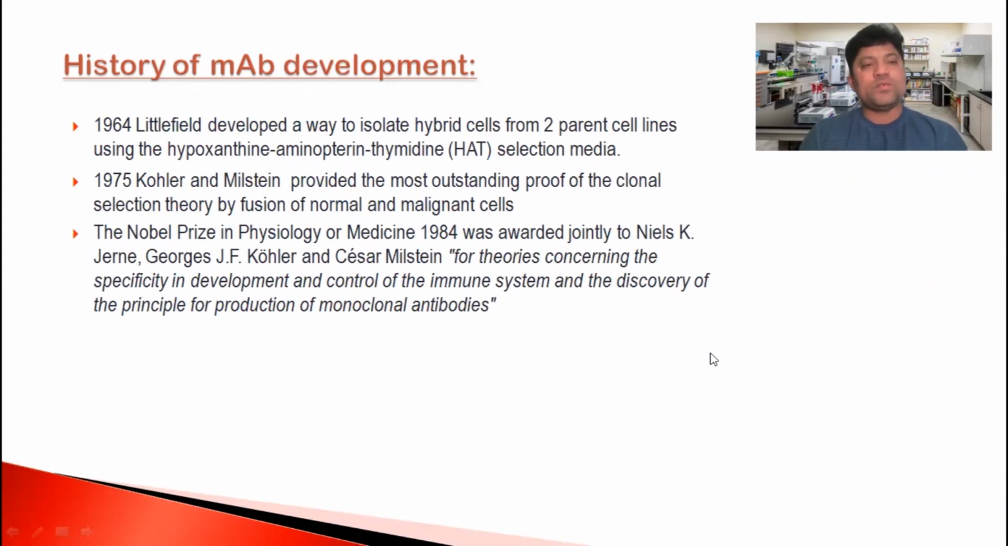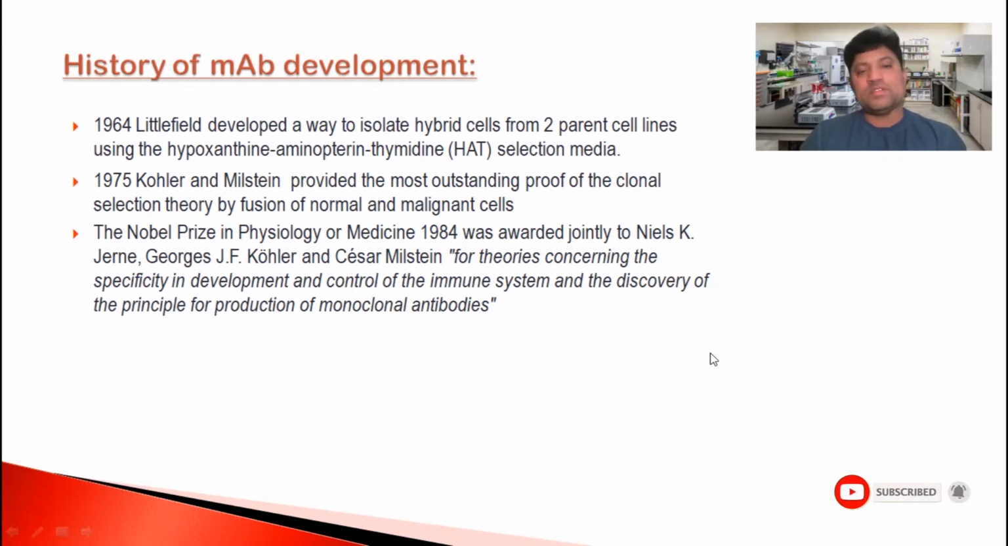Okay, well, the history of monoclonal antibody development. In 1964, Littlefield Ward developed a way to isolate hybrid cells from two parent cell lines using the hypoxanthine aminopterin thymidine selective media. In 1974, Kohler and Milstein provided the most outstanding proof of the clonal selection theory by the fusion of normal and malignant cells.